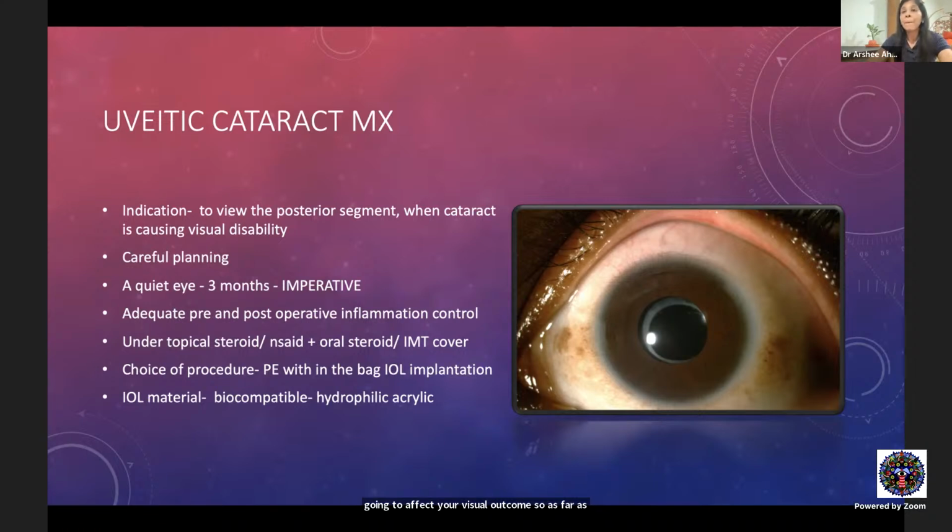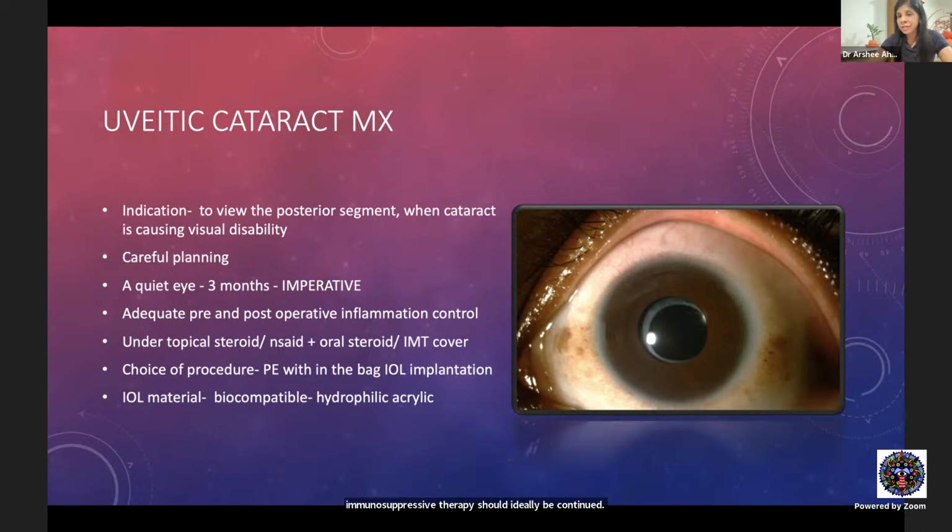Good perioperative control, which includes good preoperative and good postoperative control, is very essential. Guidelines say that at least 3 months of quiescence is important to prevent recurrences of inflammation. So how do we attain that? Give a good cover of topical steroids or non-steroidal agents as indicated. Give the patient a good cover of oral steroid therapy. Immunosuppressive therapy should ideally be continued if you're planning to take up the patient for surgery.